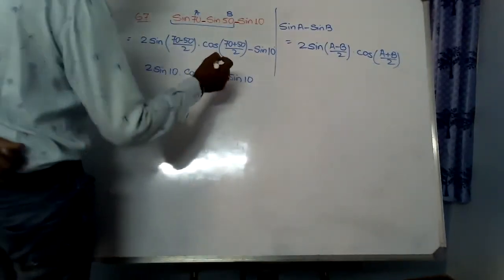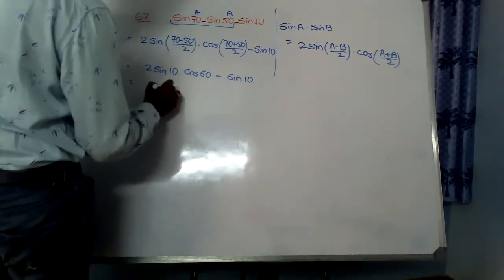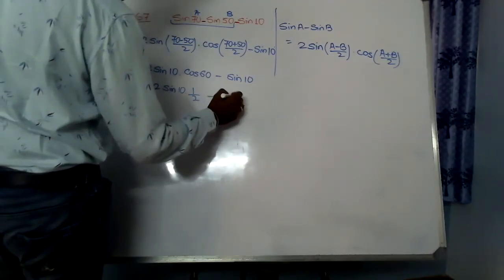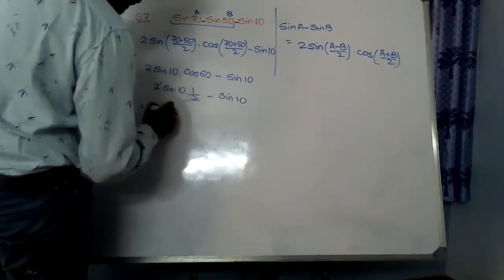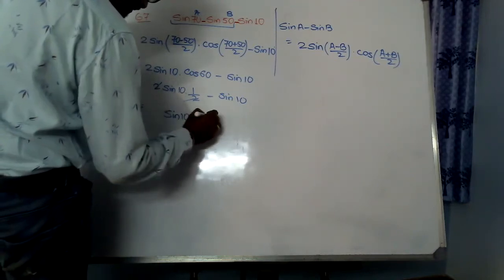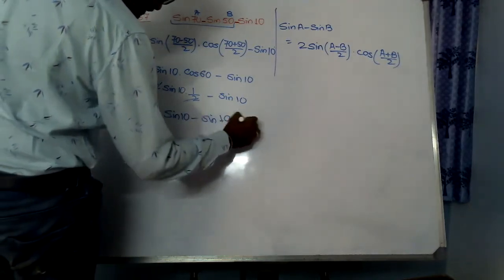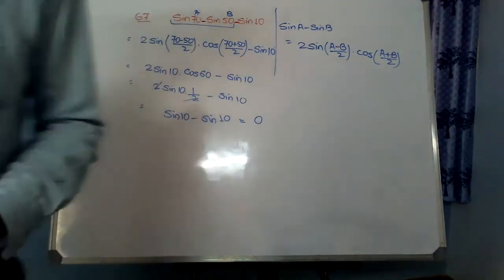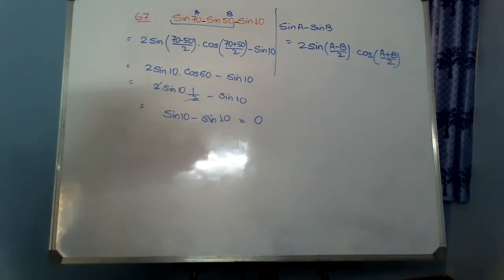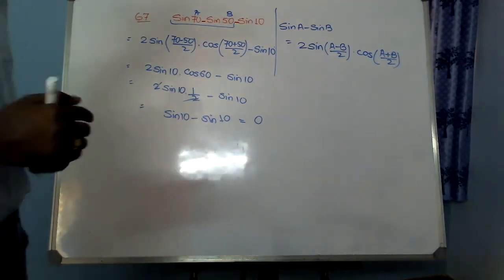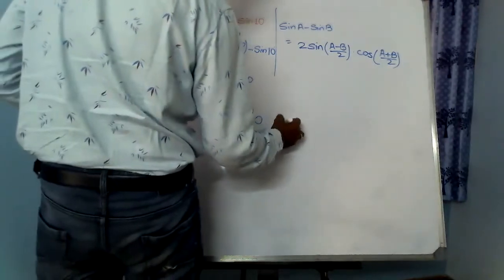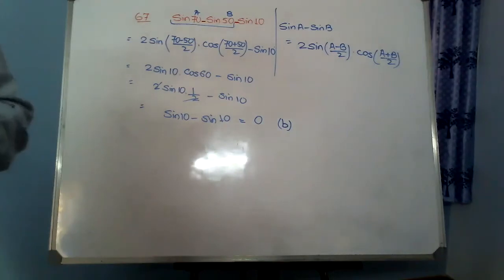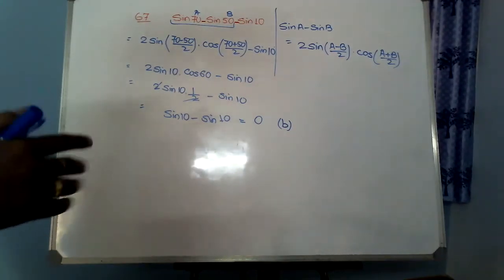Now, don't get confused. If you reach here, you have 2 sine 10 into cos 60. What is the value of cos 60? If you remember, it's 1 by 2, minus sine 10. So this 2 and 2 get cancelled. What did I get now? Sine 10 minus sine 10. That is what I was expecting: those quantities whose values you don't know usually get cancelled. So your answer will be 0. If I go back to your book, that is your option B. So option B is the right answer in this case. Okay, fine. Let's go to the next question now.